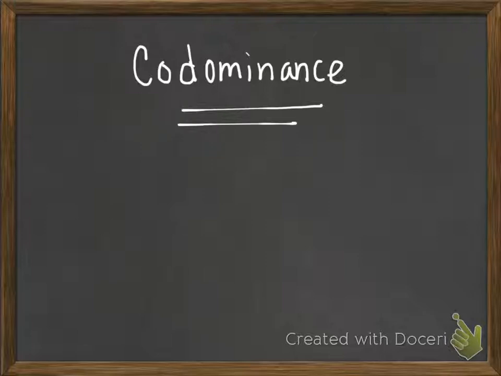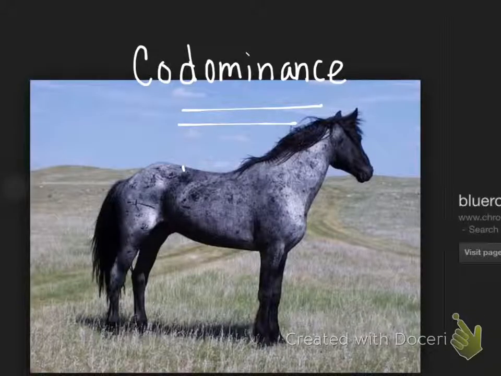Well, codominance is where you have two versions of a gene, and they're both dominant. How does that work? It means if you have both, both characteristics show up. So I'm going to show you another picture of a horse. We have this pretty horse. What color is it? Black. Good eye. A lot of people would just say it's gray. It's actually called a blue roan.